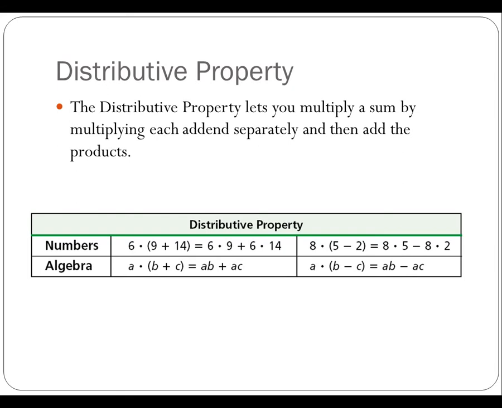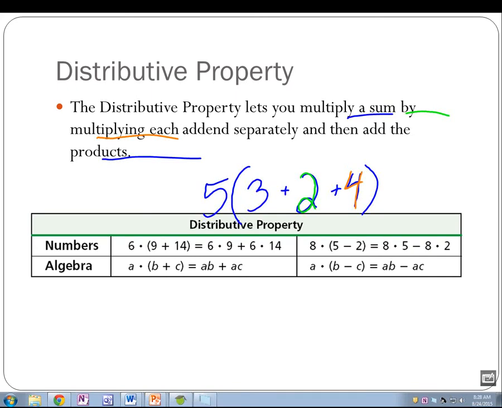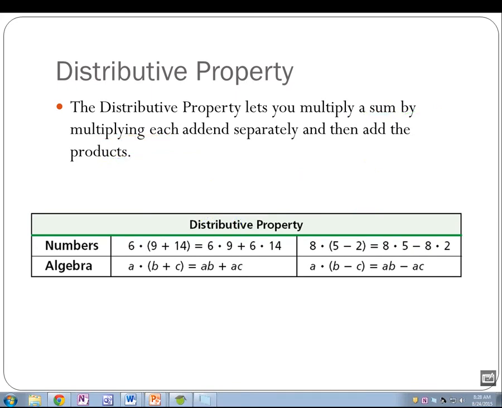The distributive property lets you multiply a sum by multiplying each addend separately and then add the products. Here's the situation with the addend. This here is an addend. Okay? That is an addend.